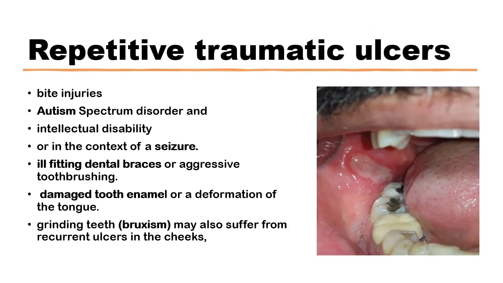Another cause for recurrent oral ulcers is repetitive traumatic oral ulcers, the bite injuries, seen for example in autism spectrum disorder subjects, or patients who have intellectual disabilities, or in the context of a seizure. It can also be induced by ill-fitting dental braces, aggressive tooth brushing, a damaged tooth enamel or deformation of the tongue. Sometimes bruxism can also induce recurrent oral ulcers.